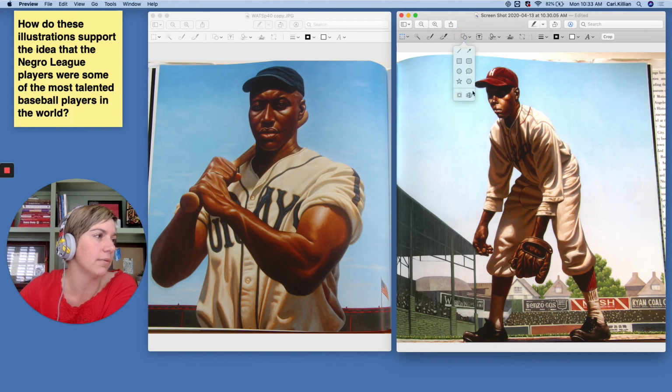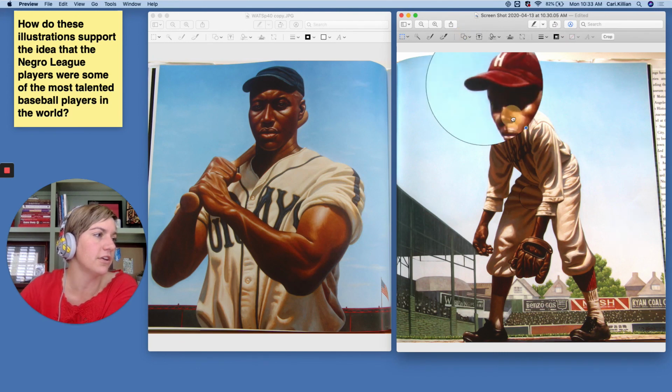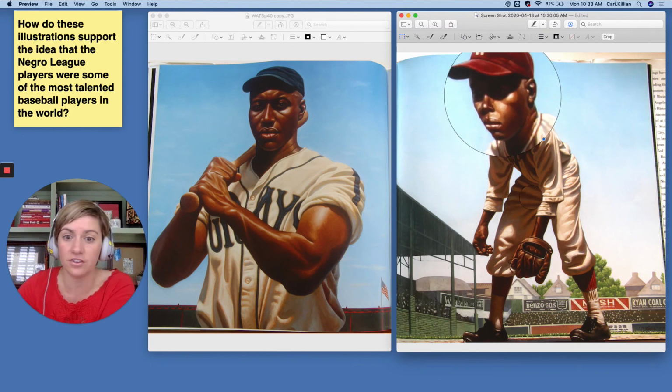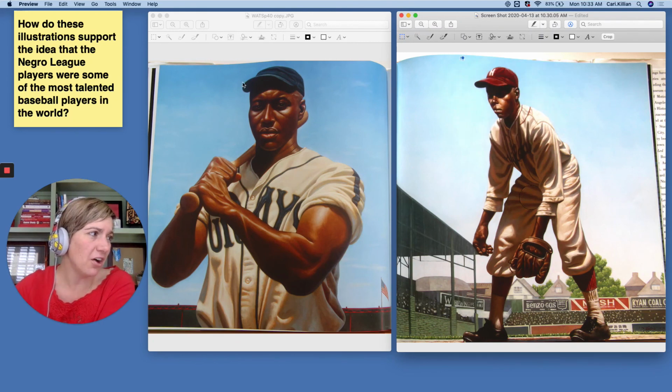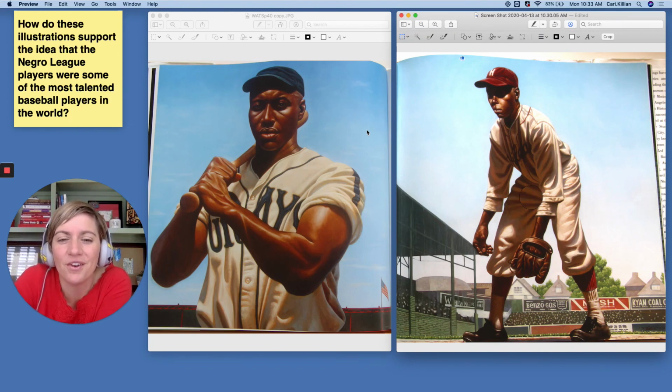Let's see if I can get my zoom. So let's look at that serious expression on his face. You see it? That shows me how important the game of baseball was to these players. Also, Josh Gibson has a serious expression on his face as well. Did you notice those things? Or maybe you noticed something different. Share what you noticed if working with someone now.